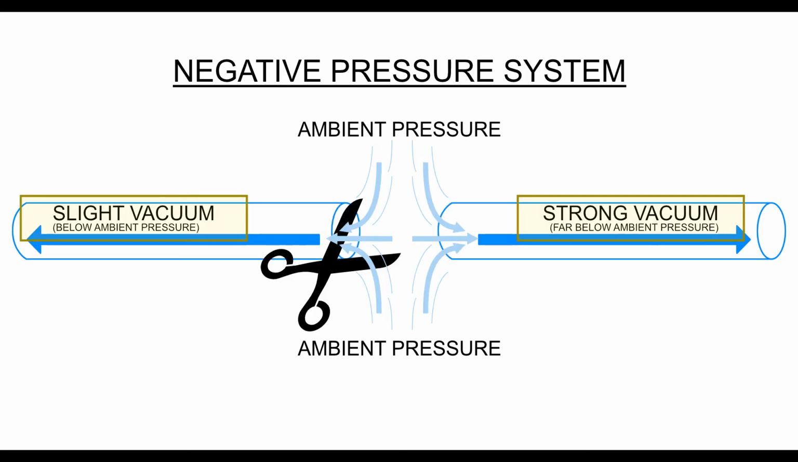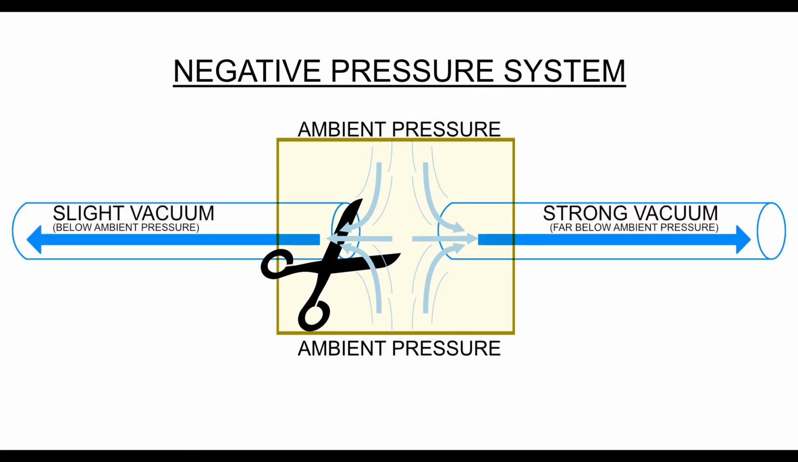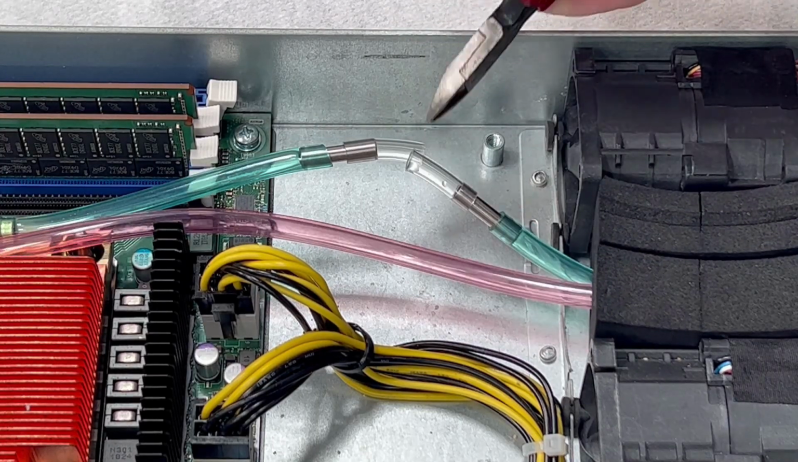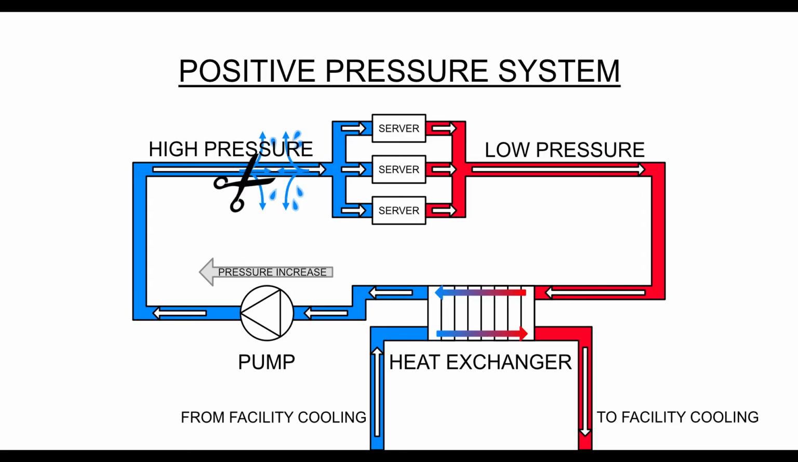Because both sides of the system are below the ambient air pressure, air is sucked into the cooling lines. There is no mess and no coolant leak. In a positive pressure liquid cooling system, a leak in the wrong place can be catastrophic.